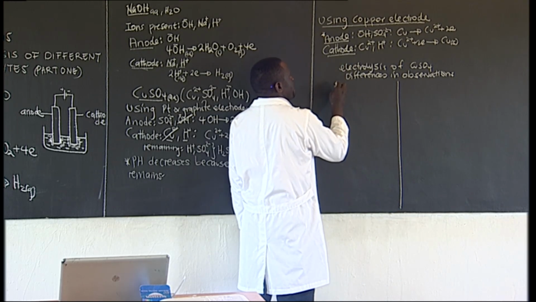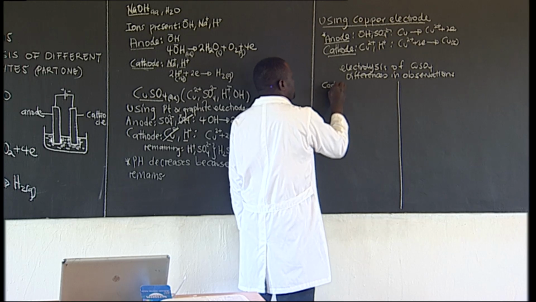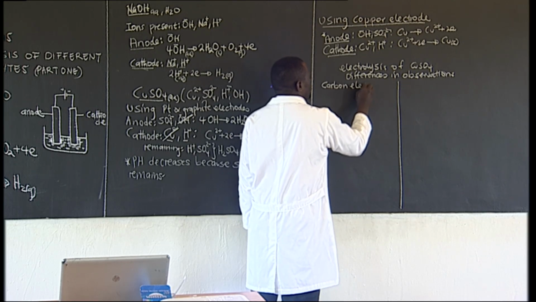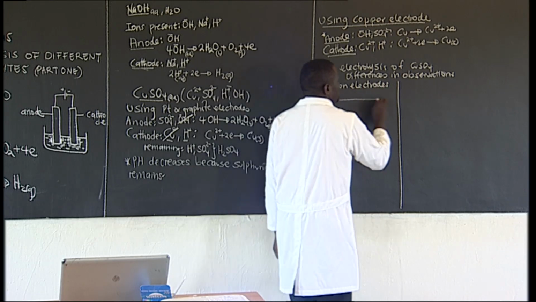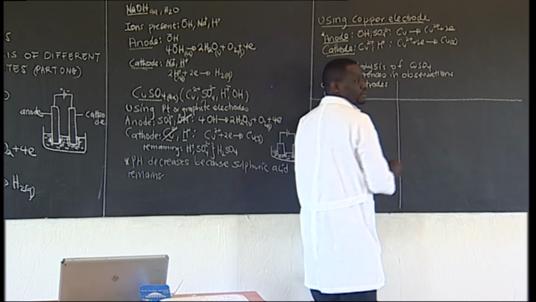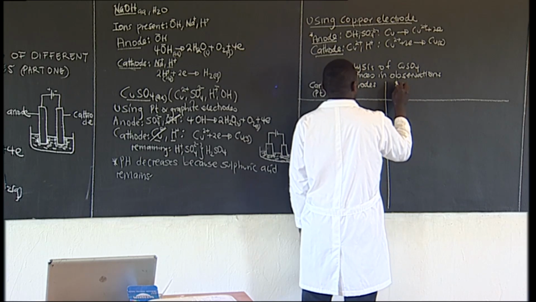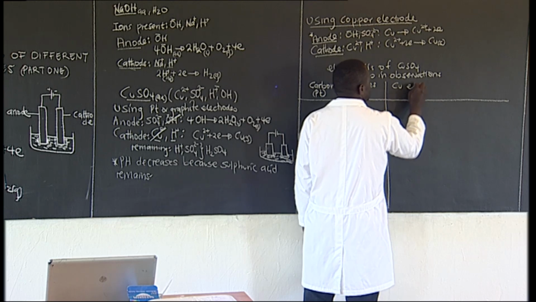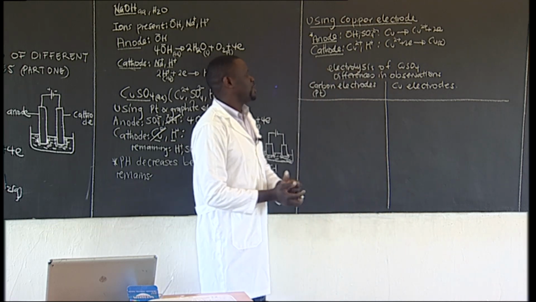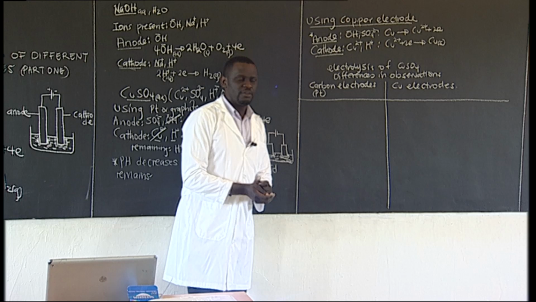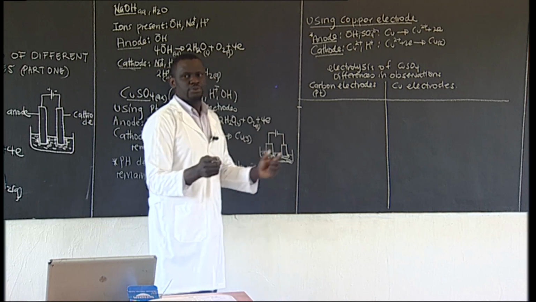Let's begin with using the carbon electrodes, which is graphite or platinum. Then here we have also using the copper electrodes. I hope you are following and you're enjoying what we are doing. So you're going to give me the differences in the observation. We can try to talk about a few of them.